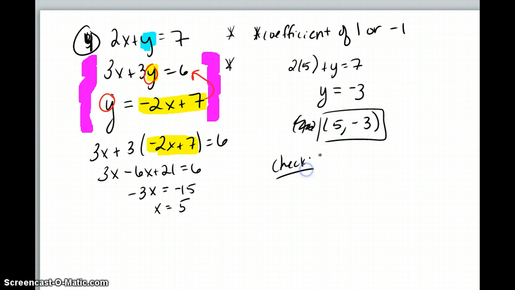And of course you should check it, so right below it, we use this equation to find the missing variable, so I'm going to choose the one below it. So 3 times 5 plus 3 times negative 3. It's 15 plus a negative 9. That does equal 6, so I did it correctly. Okay, so your answer is 5, negative 3.